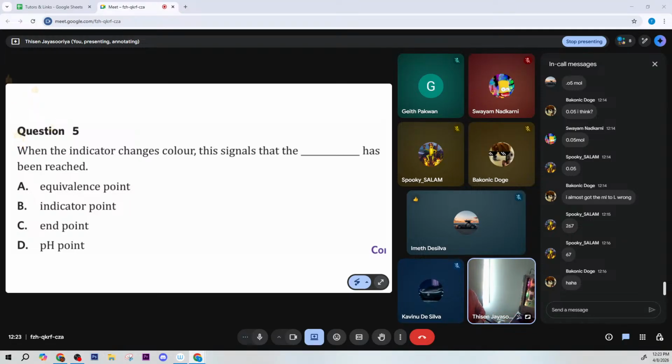So here, when the indicator changes color, this signals the equivalence point, indicator point, end point, or pH point. So we have C.